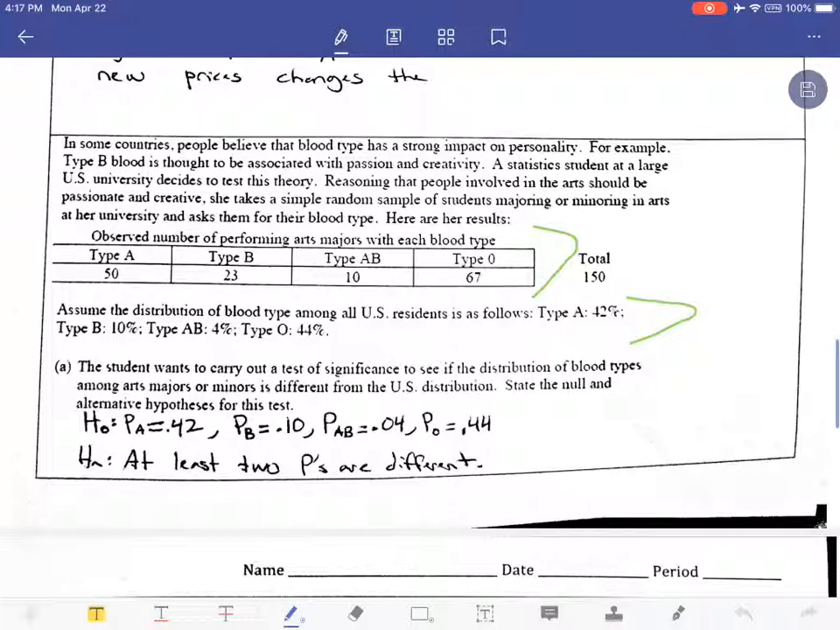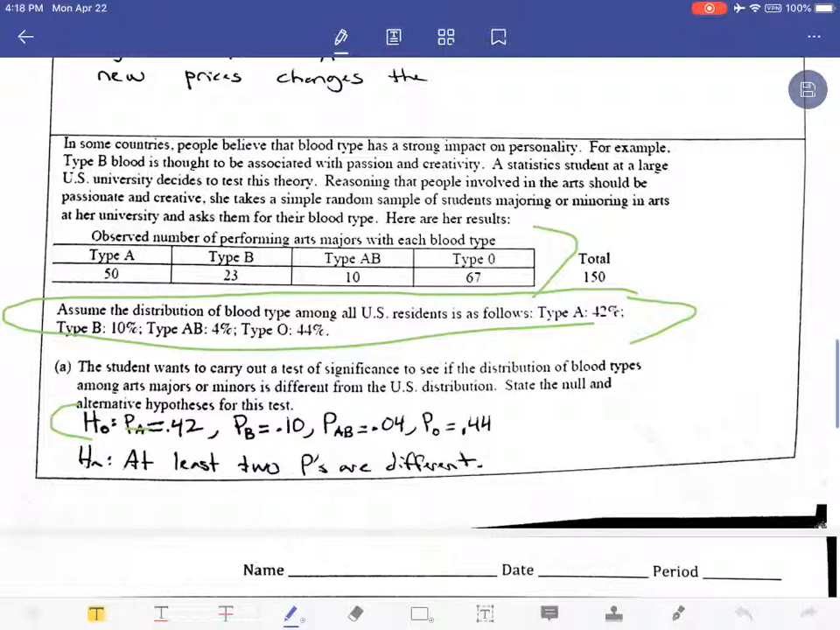So part A is asking us for our null and alternative hypotheses. Your null hypothesis is going to be, again, a statement of no difference. So that means if there's no difference, the personality is not going to affect the distribution of blood types. So we're going to expect that from our sample of 150 the proportions will be the same as those listed right here, given to us in the problem. So that's what I put down for our null hypothesis.